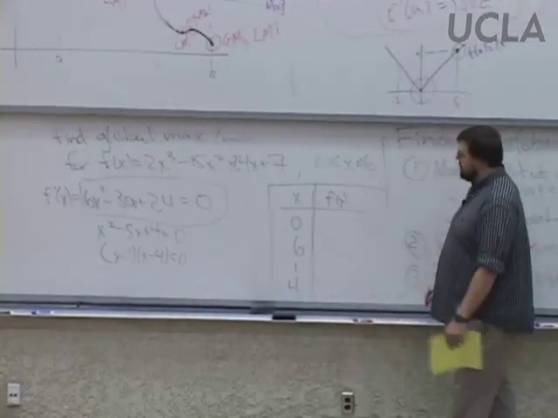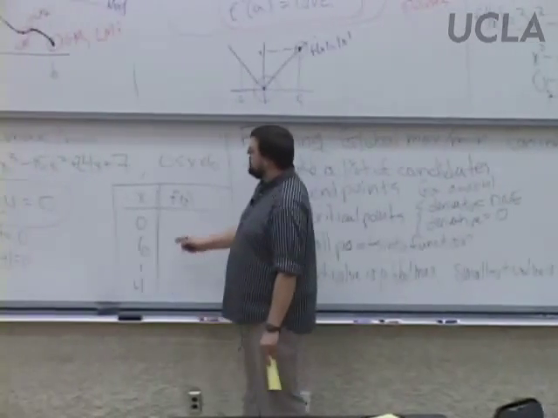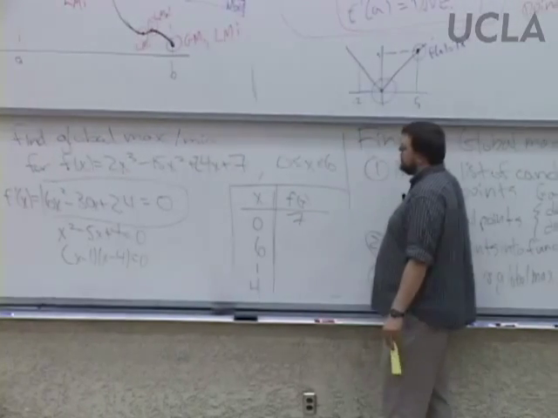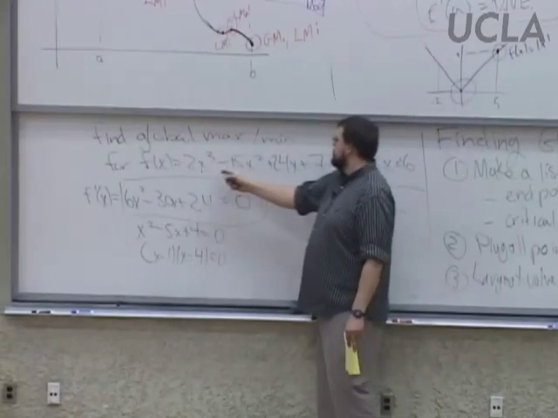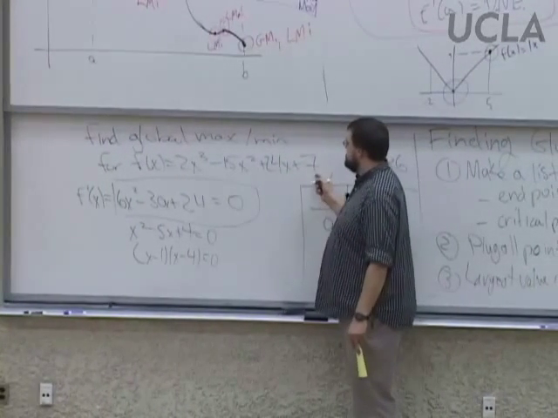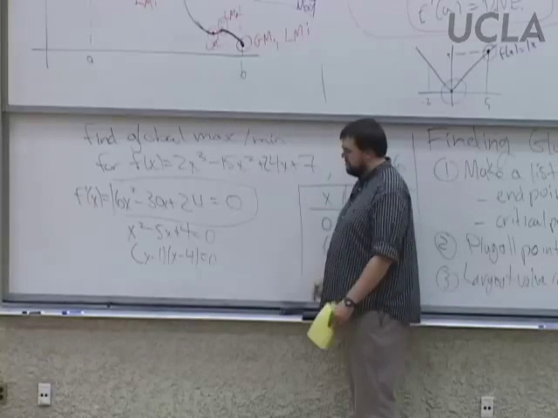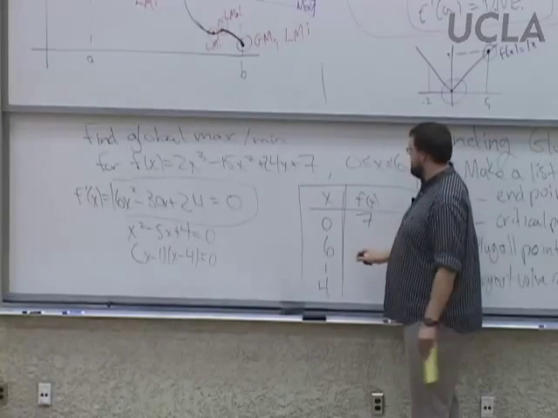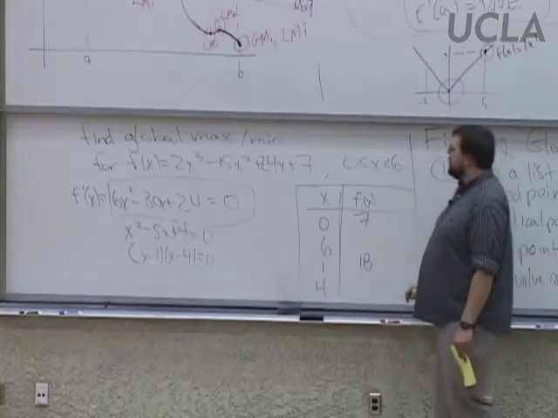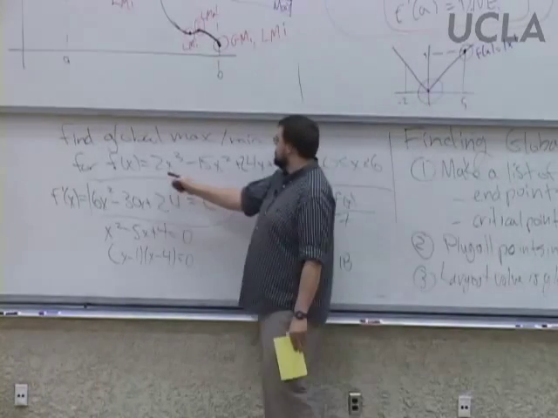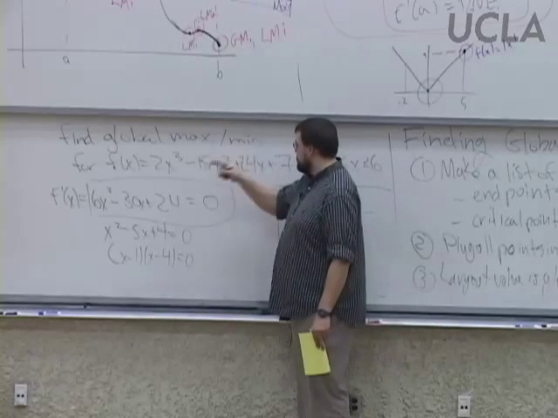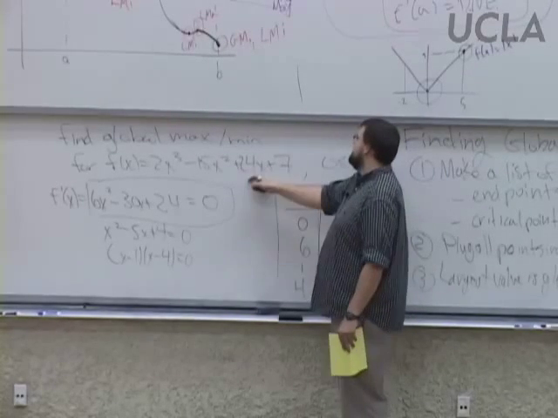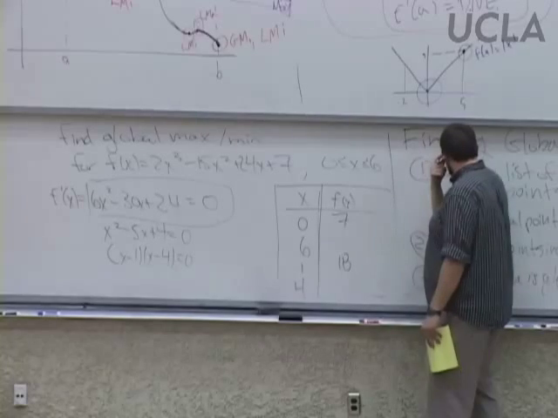And now we plug them into our function. Well, some of these are pretty easy. 0 is easy to plug in, because you get 0, 0, 0, and 7. OK, so got 7. 1 is not too hard. You get 2 minus 15 plus 24 plus 7. OK, well, 31, 33, 33 minus 15 is 18. All right. 4 we could probably do. 4 cubed is 64, so that's 128 minus 60, 68. Plus 7, 75, plus 96 would make it what?